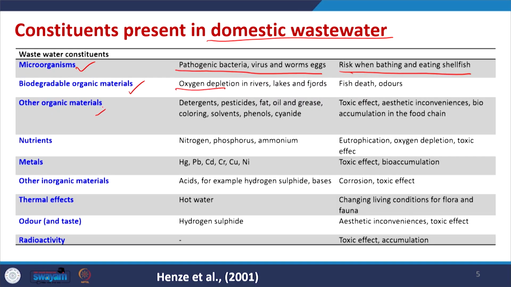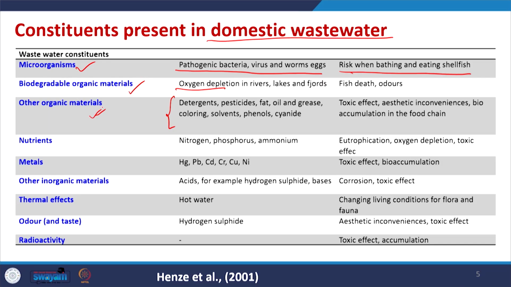Other organic materials which may be present inside the municipal or domestic wastewater include detergent, pesticides, fats, oil and grease, coloring matter, solvents, phenol, cyanide, depending upon where they are getting generated. So, suppose any city is having a car washery. From the car washery, oil and grease will get generated.